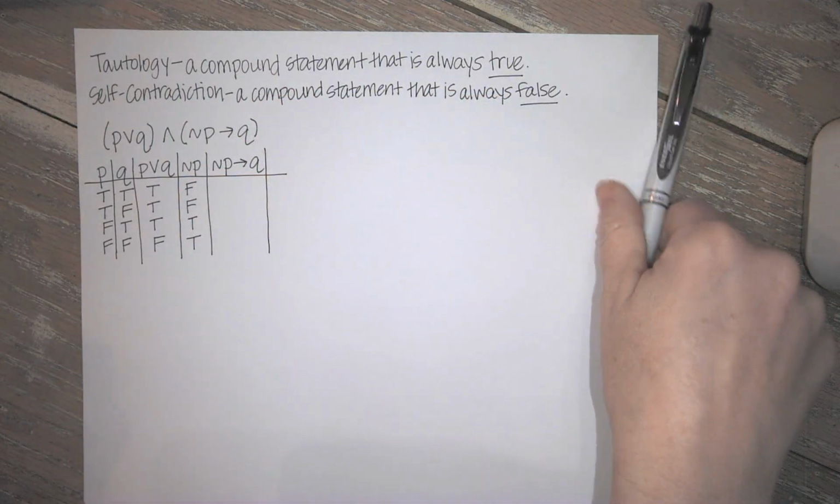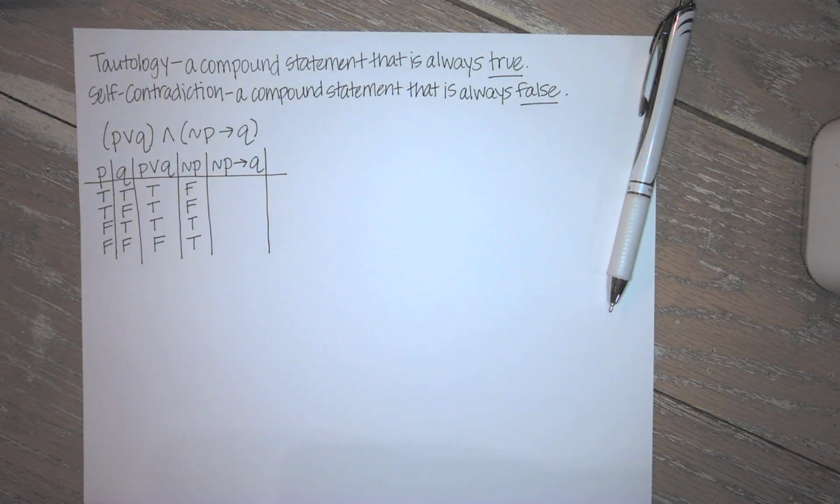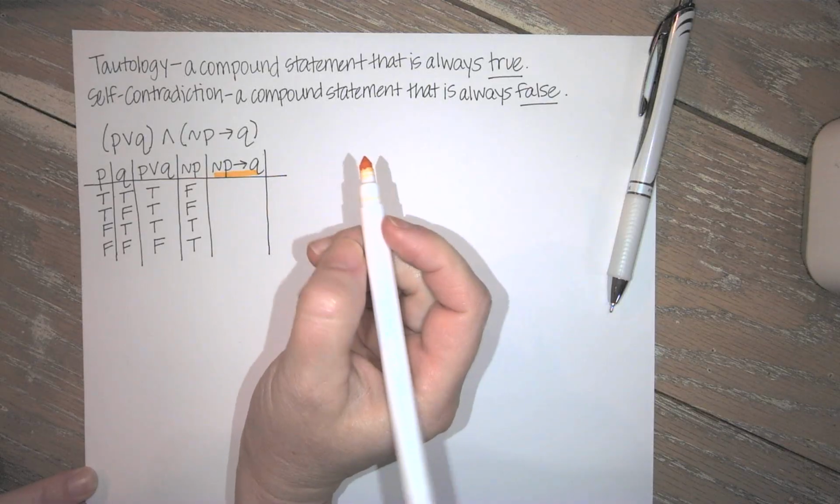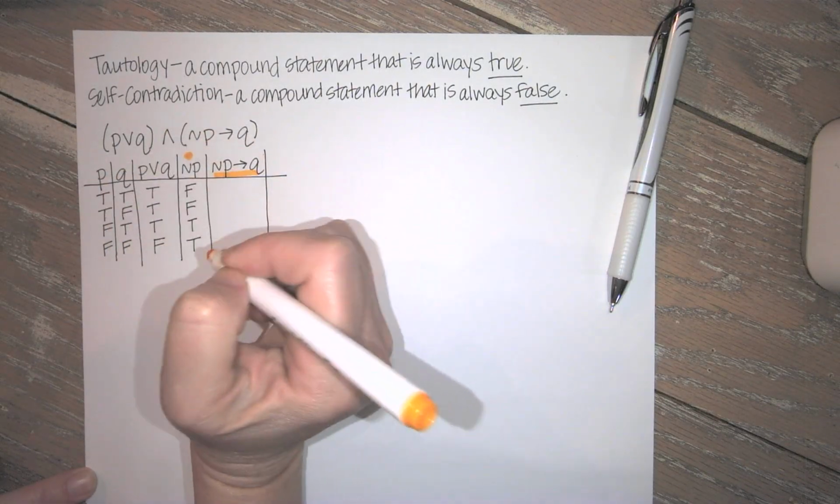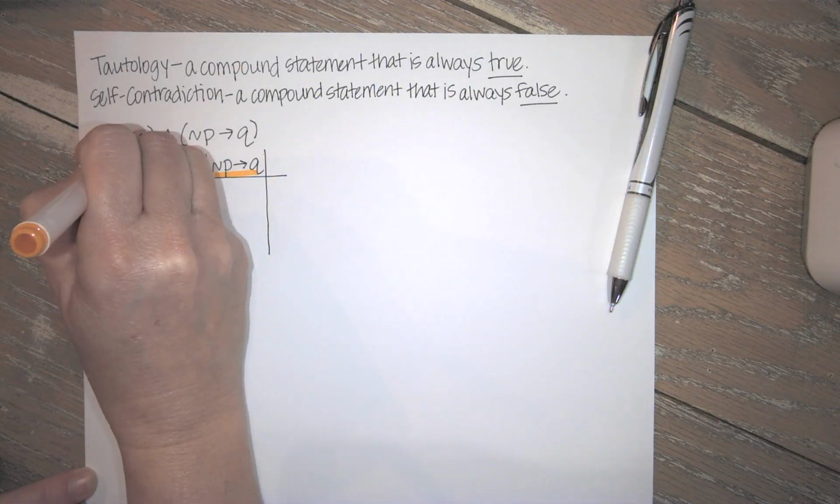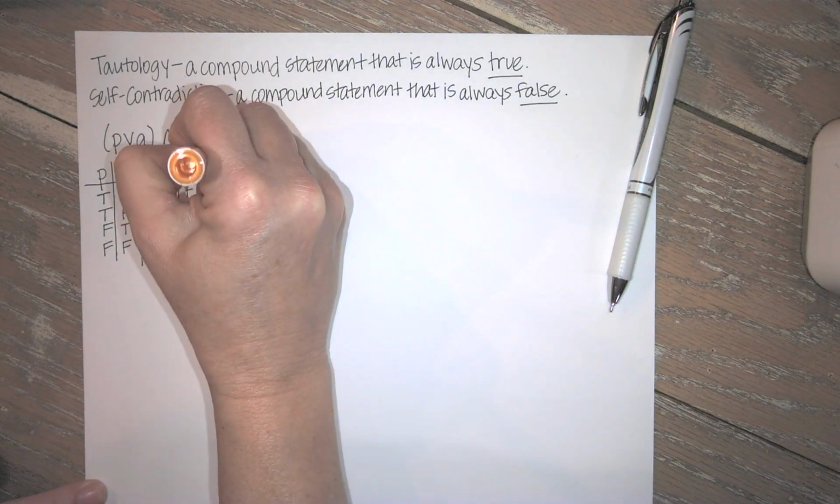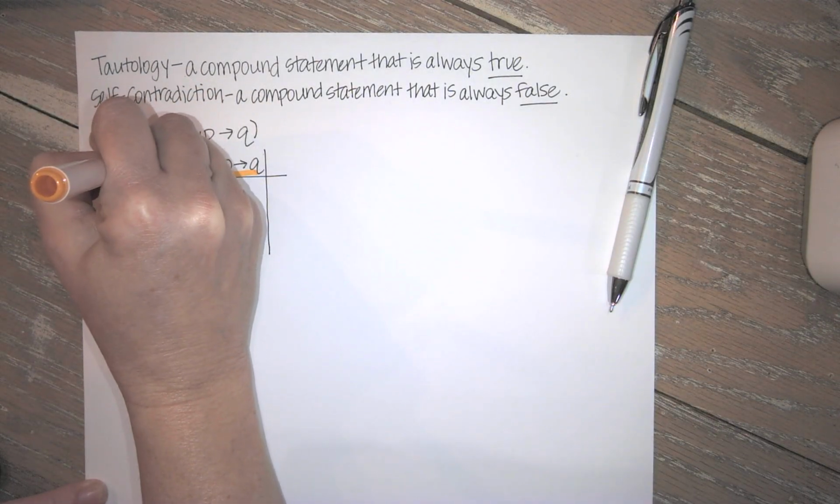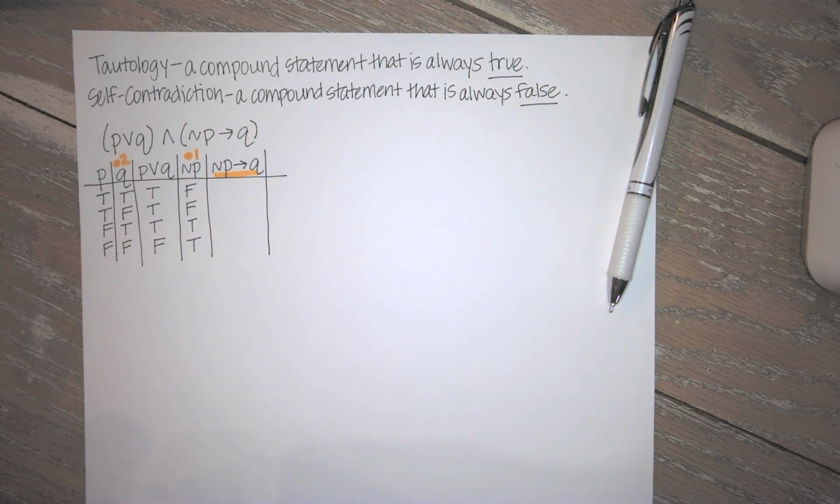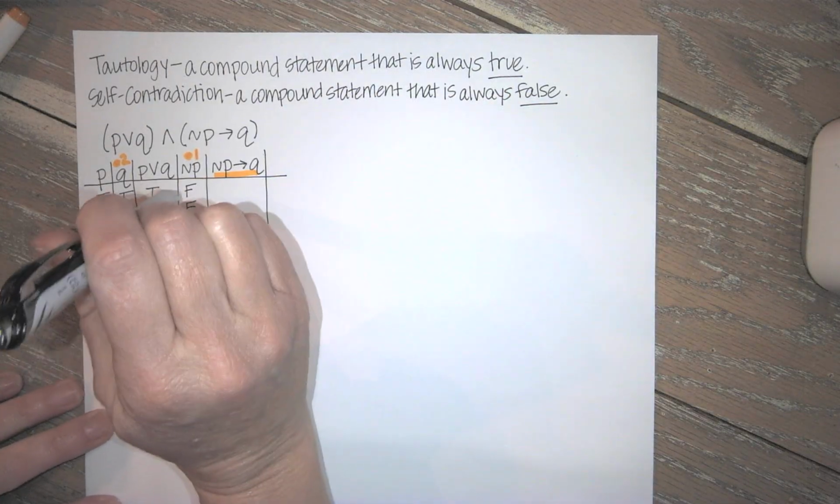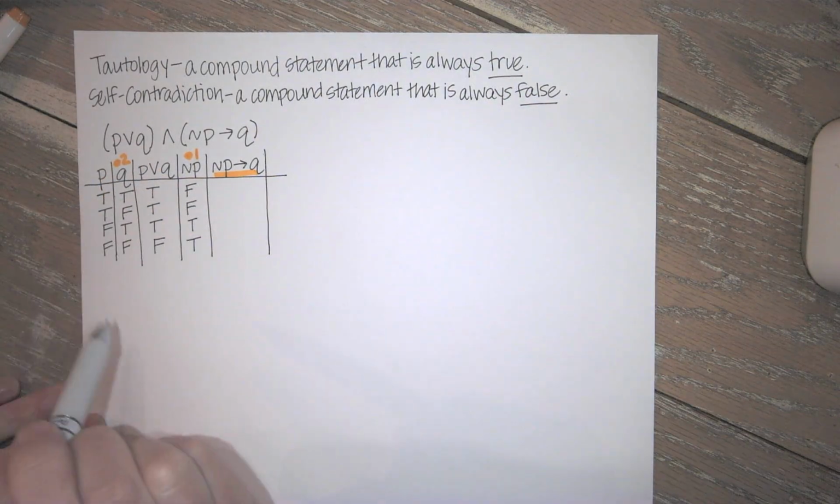Now be careful because we have a lot going on here. So this is when I like to use colors to make sure I'm looking at the right columns. Okay, I'm going to use orange for this one. We're going to be looking at that first and this second. Now I mentioned in one of my earlier videos how a conditional is the only statement where we do have to worry about the order. So you want to make sure you're looking at this first and this second. Okay. All right. A conditional is only false when the first part is true and the second part is false.